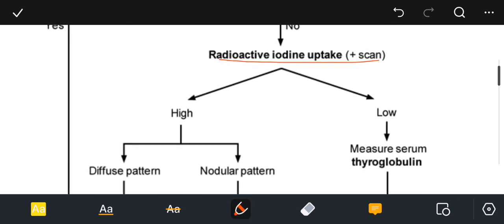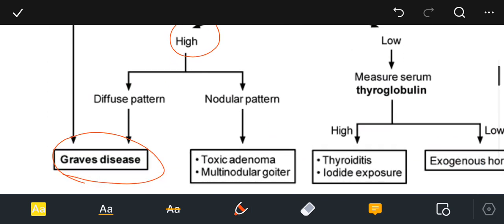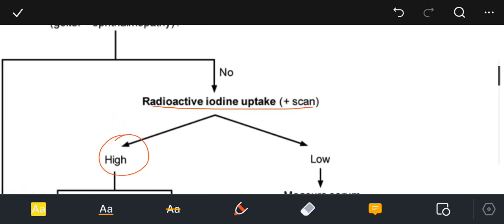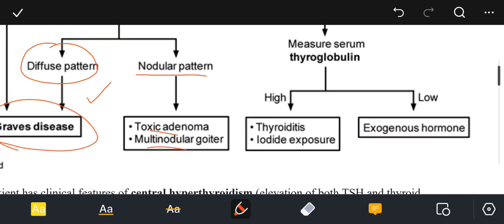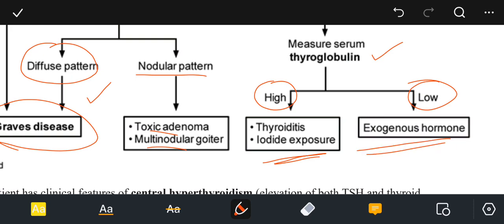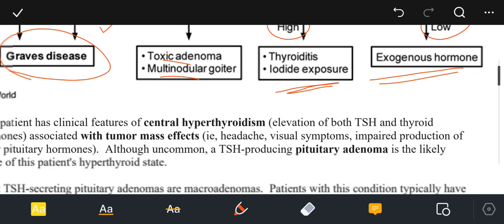If the radioactive iodine uptake is high, then see the pattern. If it is in the diffuse pattern, then it is Graves' disease. If it is in the nodular pattern, then it can be toxic adenoma or multinodular goiter. If the radioactive iodine uptake is low, measure the serum thyroglobulin. If the thyroglobulin level is high, it is thyroiditis or maybe iodine exposure. And if the thyroglobulin level is low, then exogenous hormone intake can be the diagnosis.